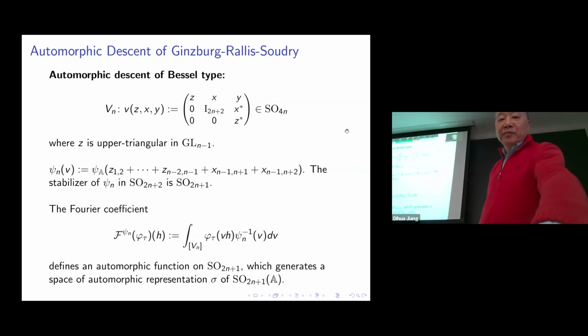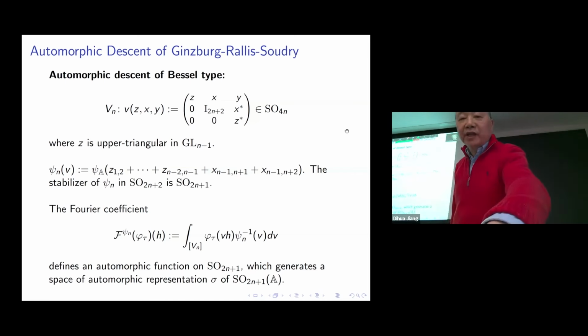So Z is the upper triangular of GL n-1, like this. Of course, in a general setting you can use the descent for inner forms and things, but I just try to take it as simple as possible here in the talk. So you take a character like this. Up to here, you realize this is like a Whittaker character in this Z part.